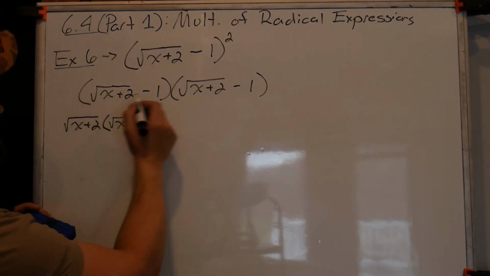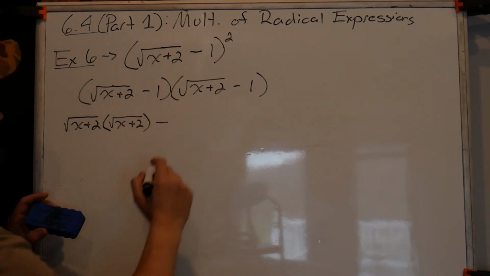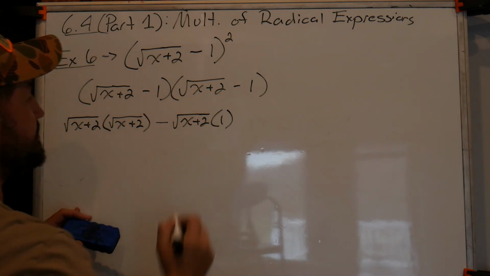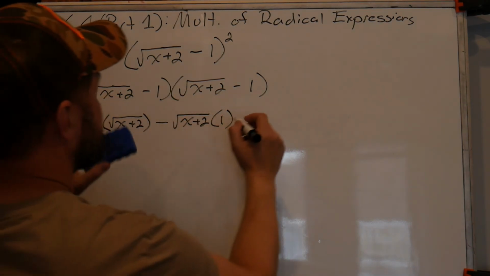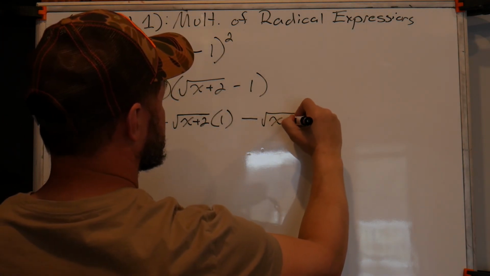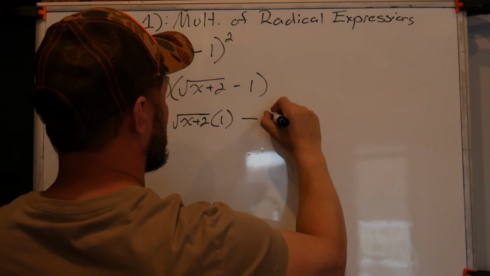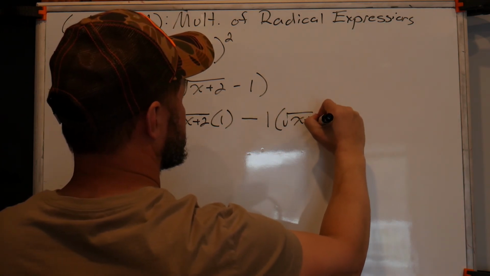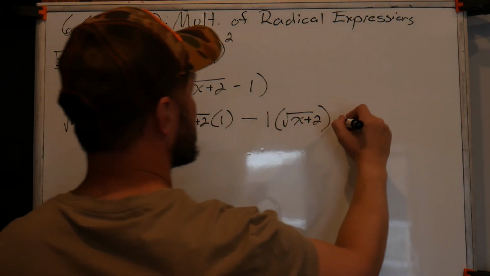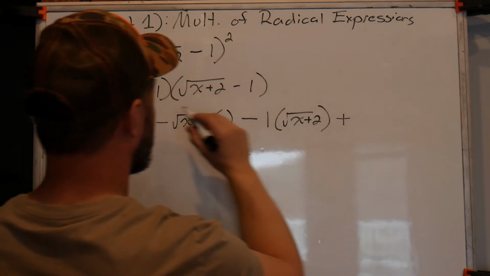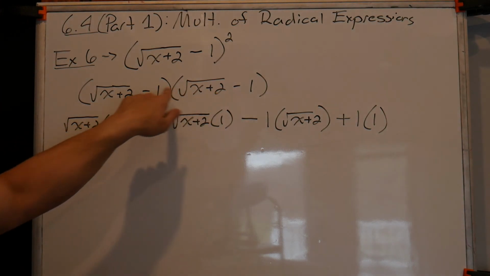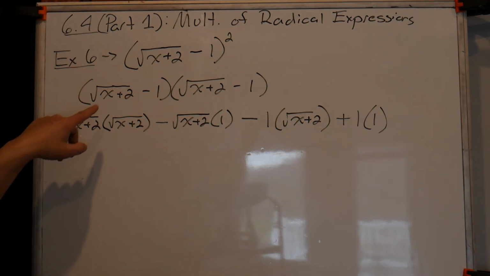I like thinking I have a positive times a negative is going to give me a negative, and I have my x plus 2 times 1. Then I have a negative times a positive, so I have a negative, and it's 1 times x plus 2, square root of x plus 2. I'll put my parentheses around the second term that I'm multiplying. Then I have a negative times a negative is a positive, 1 times 1. Positive y squared is positive 1.